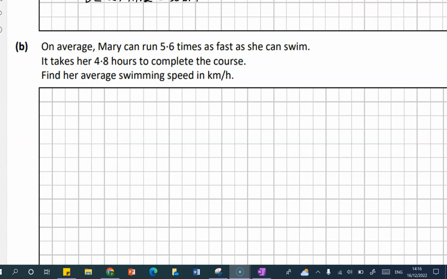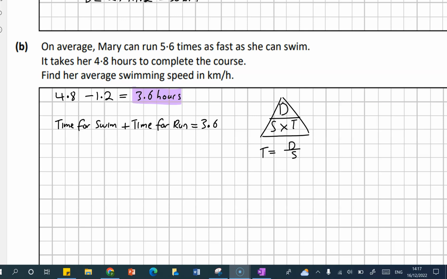It takes Mary 4.8 hours to complete the course. We already know that the cycle took 1.2 hours, so let's find the remaining time. Remaining time is 3.6 hours. We know the time for swim plus the time for the run must therefore be 3.6 hours. According to Dad's silly triangle, I can calculate time by doing distance divided by speed.